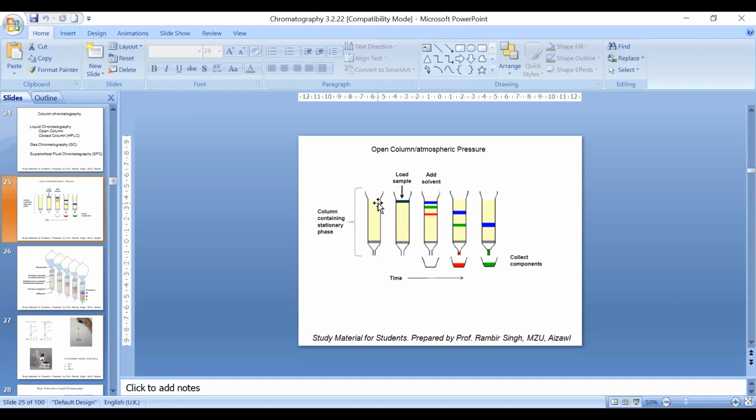So if you want to put 200 grams of stationary phase, then what problem will you face here? What do you have to do? So we have to increase the column length. Very good. Initially the column length was 2 feet. Now if you keep the same diameter, then the column length will become 20 feet. Now can you handle a 20 feet column?